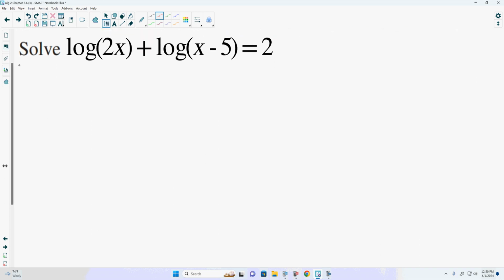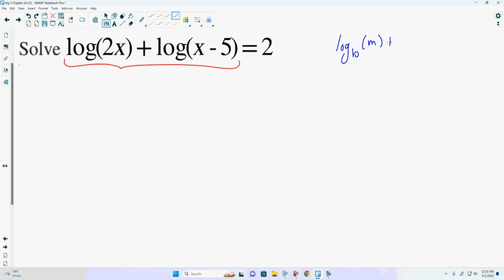All right, guys, so what we're doing today is solving logarithms. These are going to be very similar to what we did on Thursday, but the only difference is that instead of having one log, we have two. Whenever we have two or more logs, we need to get them on the same side, and we need to rewrite them as a single log. And we can do this because of one of our properties of logarithms.